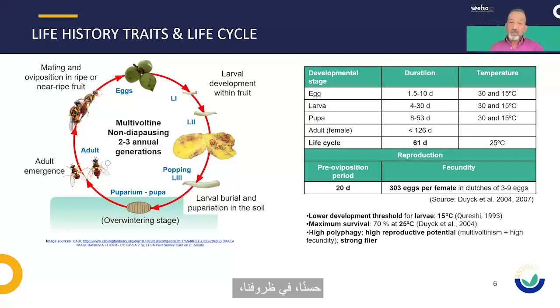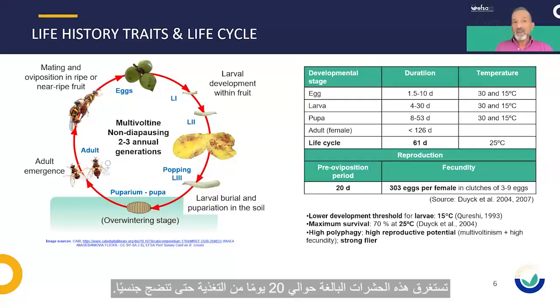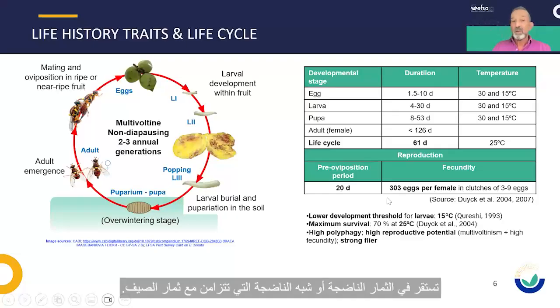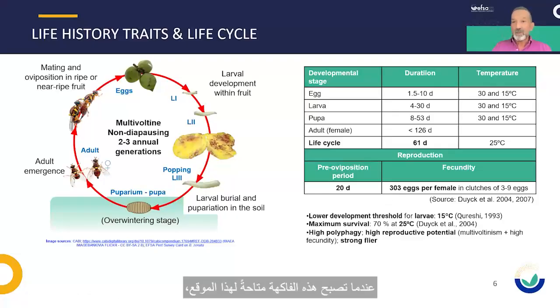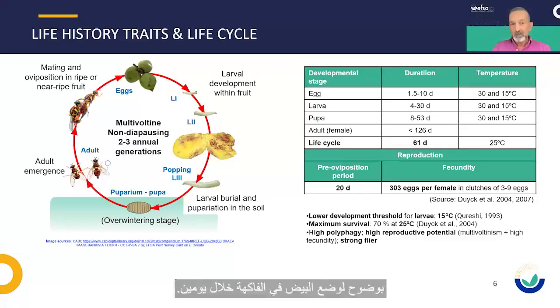Well, in our conditions, we could have the first emergence of adults in late spring. These adults will take about 20 days feeding to mature sexually, and then they would start mating and ovipositing in ripe or near ripe fruit. That would coincide with summer fruit when this fruit is available for oviposition. Then the females would use the oviscapt to introduce the eggs in the fruit. In a couple of days, these eggs would hatch, and then we'd have the larvae. The larvae will consume the pulp of the fruit.